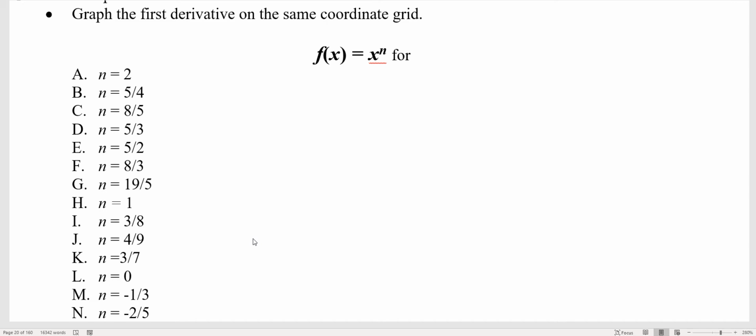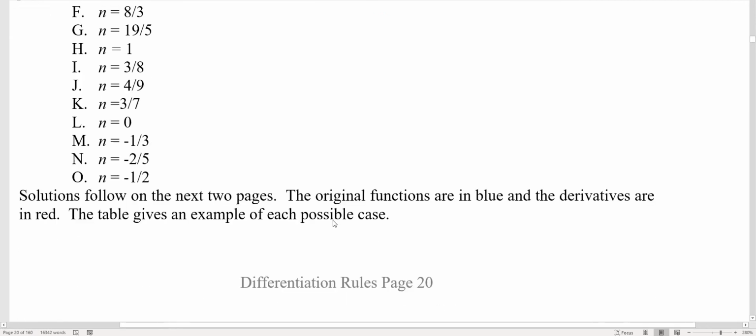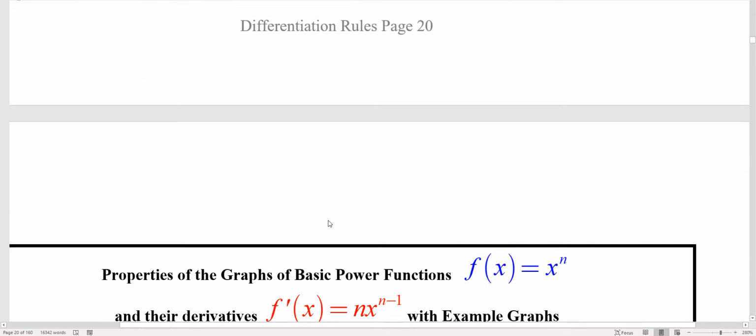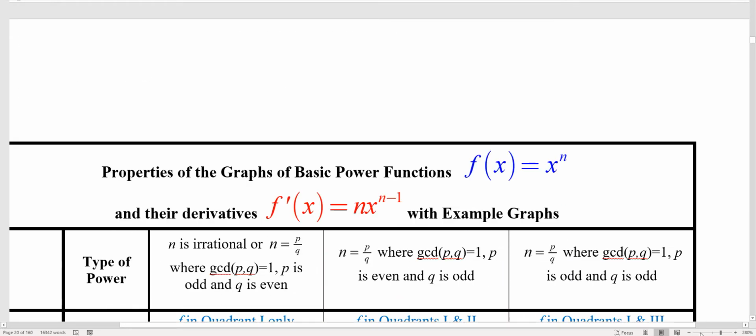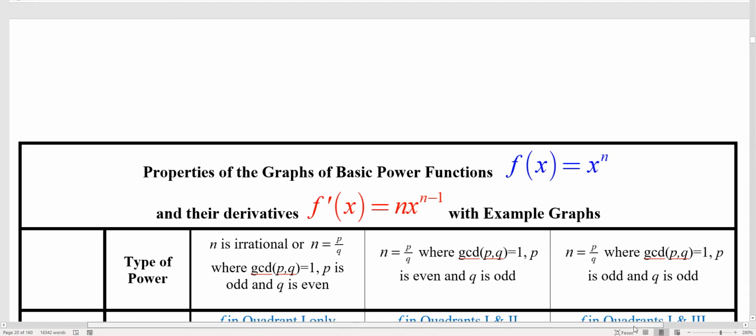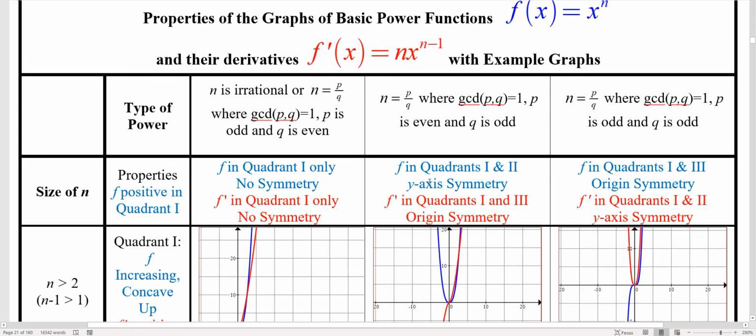Okay, so if you're still with me, I'm going to assume that you've actually done these yourself. So let's go ahead and look at this. And I've organized these into a little table here. And this table actually gives all the different examples. So the table is organized in rows depending on the size of n, and in columns depending on the nature of n in terms of if it's the rational number in the form p over q, what p or q are, whether they're odd or even.